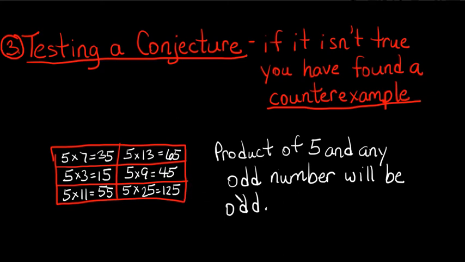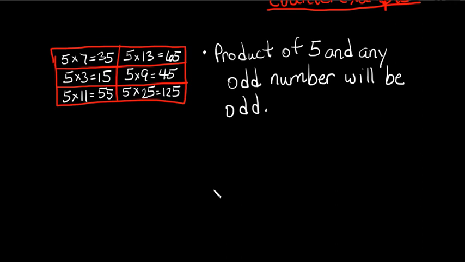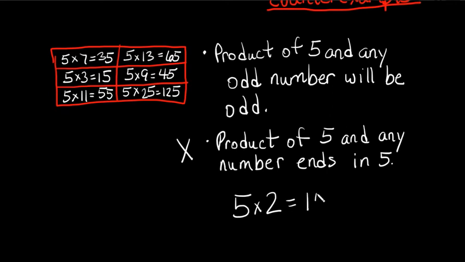I'm going to make another conjecture. I'm going to say that the product of 5 and any number, based on what I'm looking at, ends in 5. Because all of these end in 5, don't they? So that's a pretty good conjecture. However, I can prove that that one's false because one of the very first ones is 5 times 2 and it equals 10. That is not a 5. So that proves this one wrong. So this is what we're going to work on tomorrow.